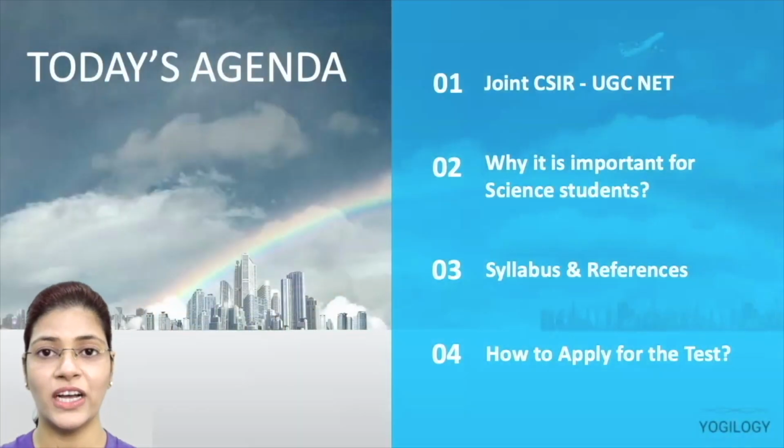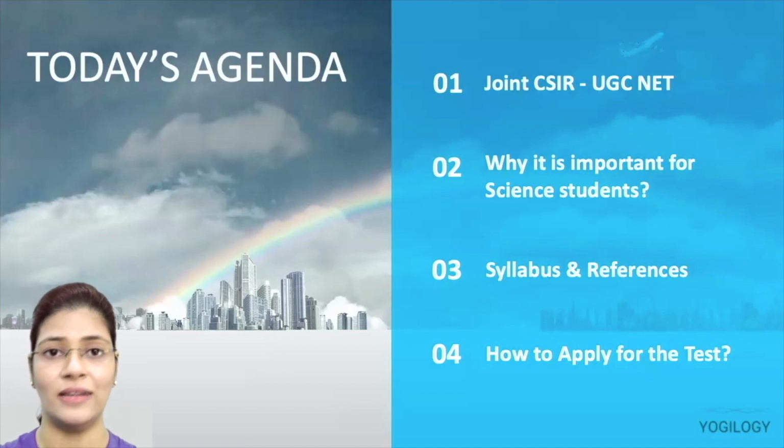Here I have the agenda for today. First, introduction to joint CSIR UGC NET. Then second, why it is important for science students. Third, what to study and from where. And fourth, how to apply for the test.